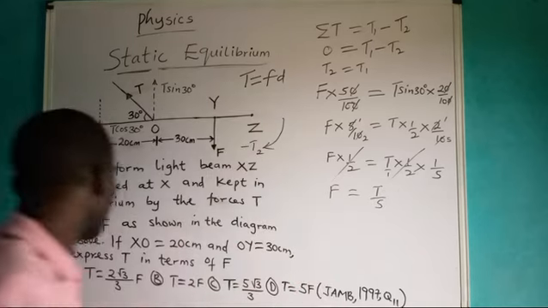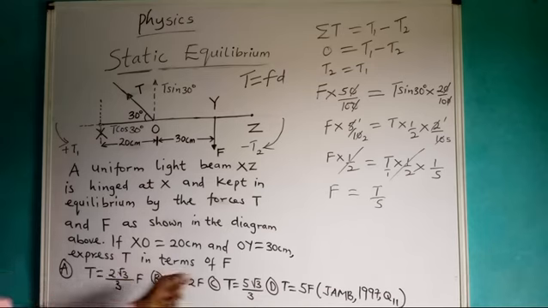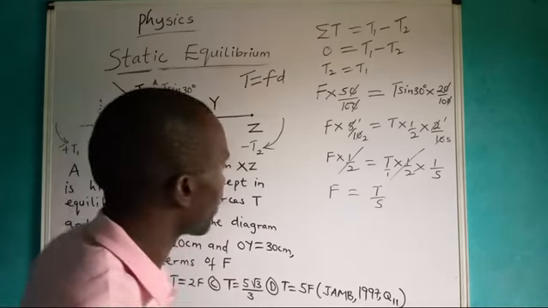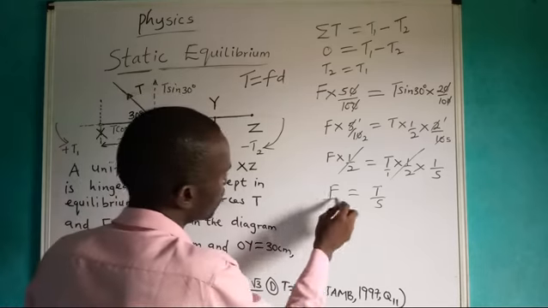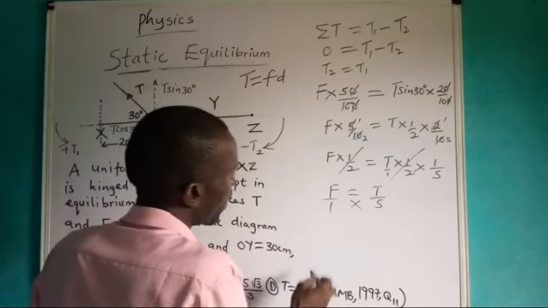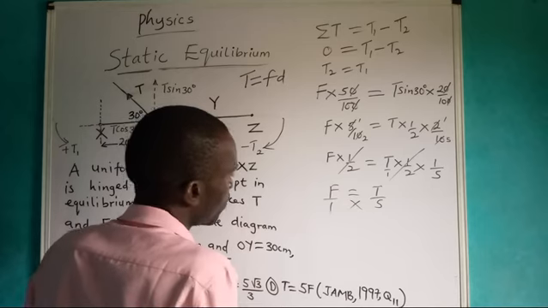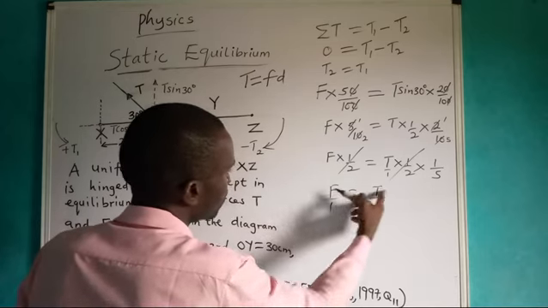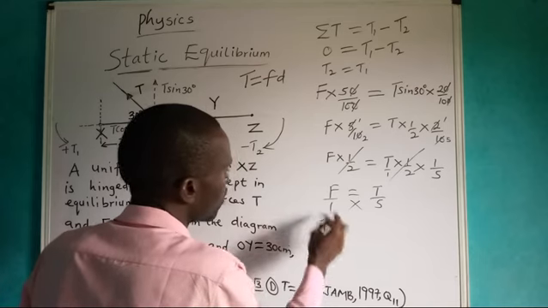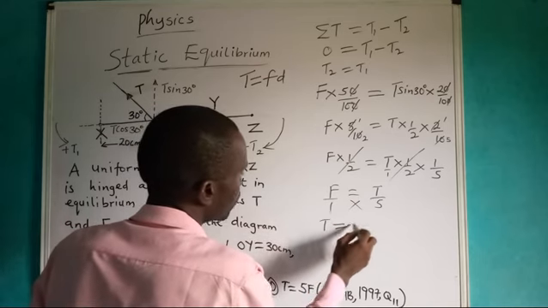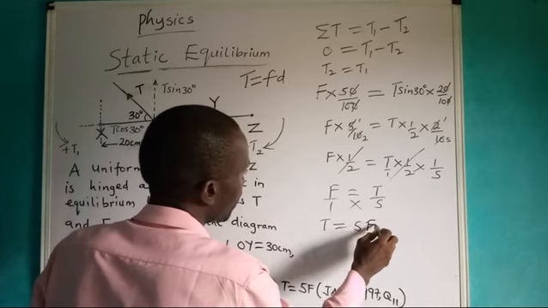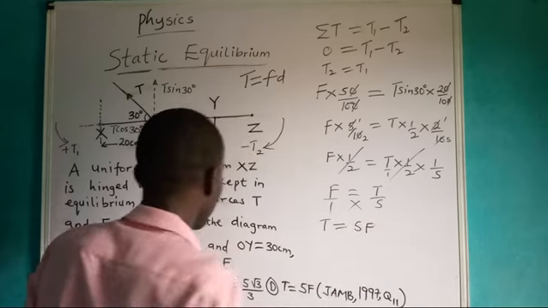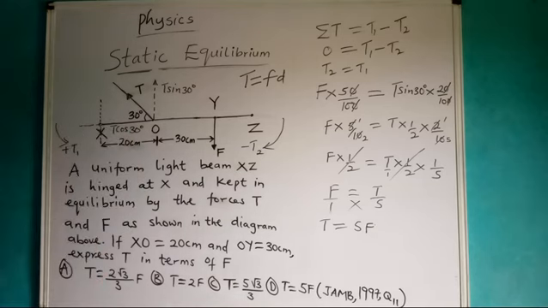Now, they are asking us to express T in terms of F. That is to make T the subject of the formula. In this one now, you can see that F is the subject here. To make T the subject, I will have to cross multiply. This one here will times this, and this one will also times this. Now, T times 1 is going to be T, and F times 5 is going to be 5F. Can you see now that I have used this second condition and I am able to determine my answer?